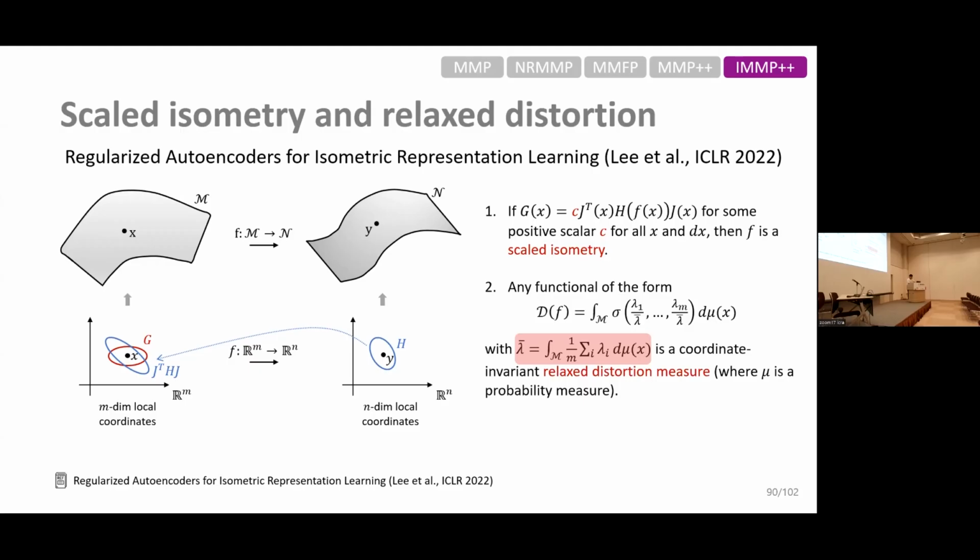To define a relaxed distortion measure, we consider lambda bar, an average eigenvalue. Then any functional of the form shown in the slide is a coordinate invariant relaxed distortion measure. You can see the details and the proof in the paper. So the relaxed distortion measure is 0 if and only if all lambdas are equal to, not 1, but here lambda bar, or F is called a scaled isometry.